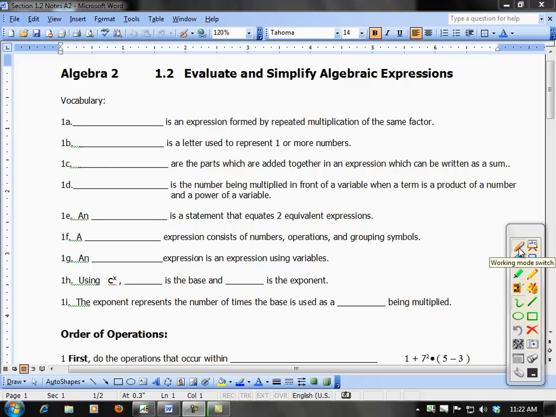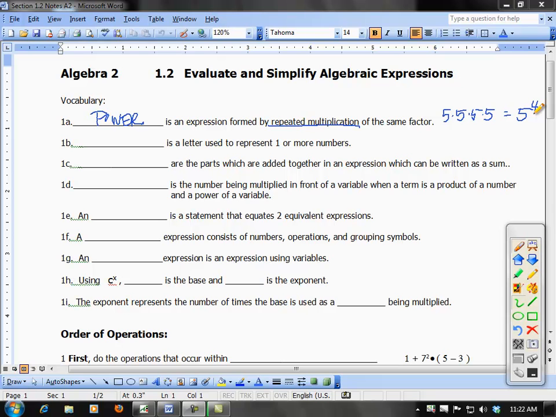Blank is an expression formed by repeated multiplication. Okay, repeated multiplication is this idea that we do a power. And a power, repeated multiplication, keep that in mind. Here's the idea. If I take 5 times 5 times 5 times 5, it's really the same thing as 5 being multiplied 4 times. So 5 to the 4th power. And this is the idea.